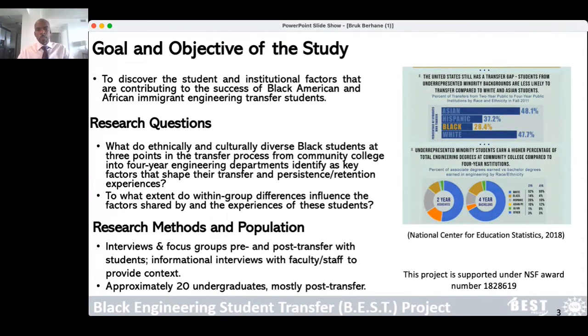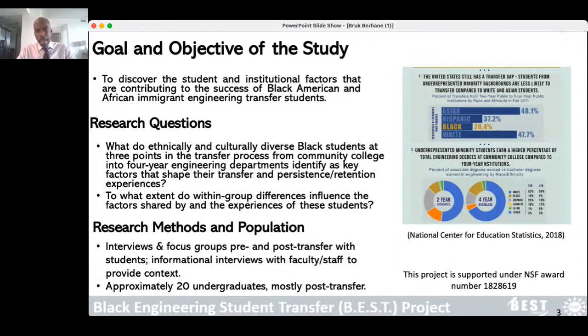Just to give you a sense of what motivated this particular study, the graphic here, the font's a little bit small, and I apologize. As we look at the issue of transfer from community college to four-year institutions, Black students in particular, across most racial and ethnic groups, tend to fare the lowest in terms of their transfer rates. About 28% of all Black community college students do transfer.